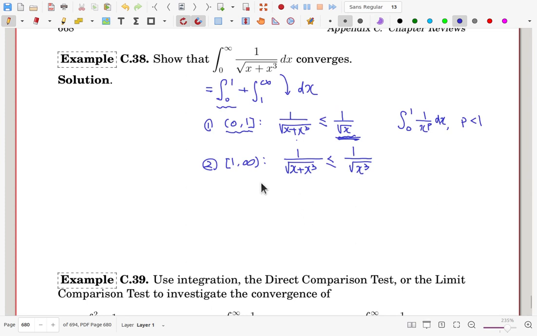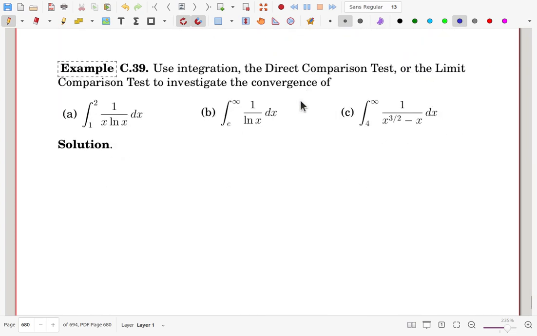And the integral over 1 to infinity. Now we know that from 1 to infinity, the integral of 1 over x to the p dx is convergent when p is larger than 1, right? So this p, 3 over 2, is larger than 1. So the integral over 1 to infinity converges. So it should be also convergent, right? So both sides convergent, so eventually the whole integral must converge. Okay.